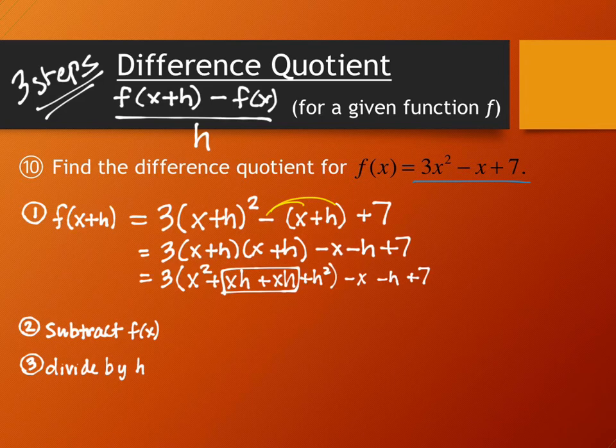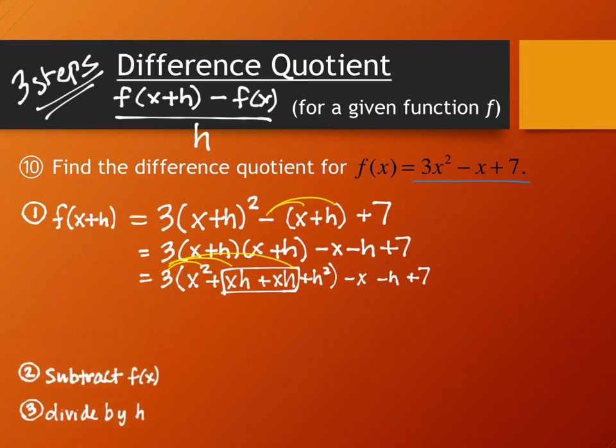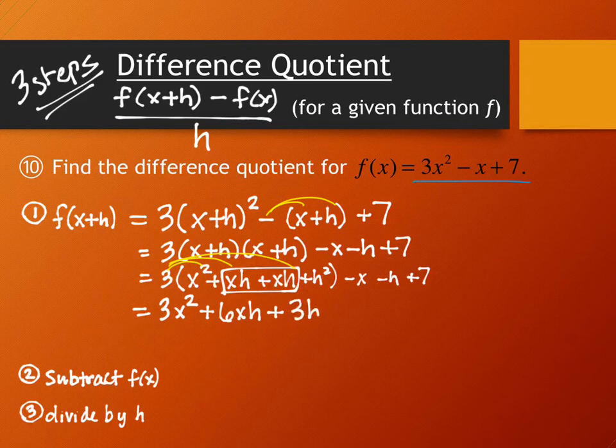And then I will distribute my 3 through. So I would have 3x squared. xh plus xh is 2xh times my 3 is 6xh. And then I have the 3h squared minus x minus h plus 7.